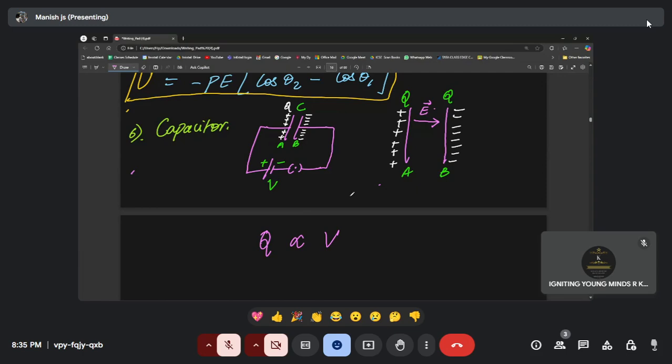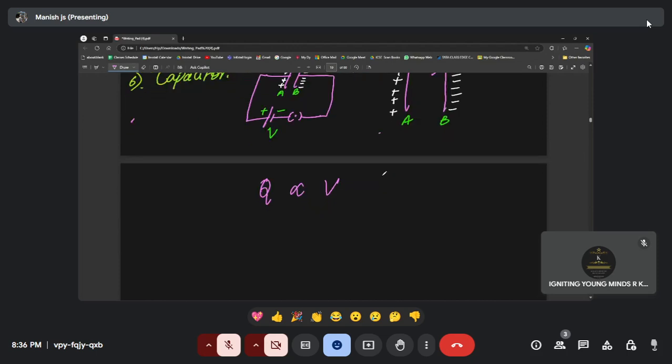Now imagine what will happen if I connect a 10-volt cell. Will the charge be less than 5 coulombs, or more than 5 coulombs? The potential difference is now increased, so the charge is also going to increase. This is the concept that you should know. Just like Ohm's law, where potential difference is directly proportional to the current, here the potential difference is directly proportional to the charge that is developed across the plates of the capacitor.